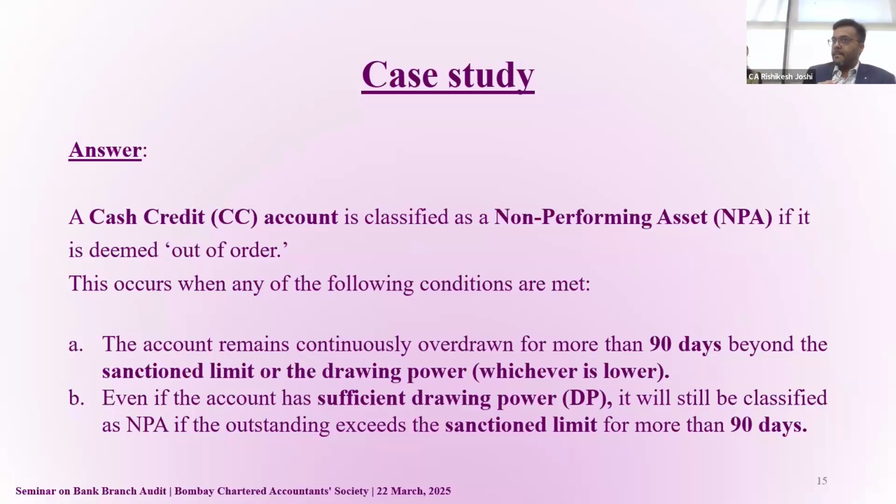Second condition will apply. Sufficient drawing power, it will be classified as NPA if the outstanding exceeds the sanction. Correct. So sanction limit or drawing power, whichever is lower. So that you'll have to assess. So it could also happen that the sanction limit was 1 crore, but the drawing power is 1.2 crores. In that case, you'll have to keep the sanction limit only as your base. And if the outstanding is 1.1 crore and the condition continues for 3 months, again it will be marked as NPA, right? Then apart from that, that's the condition that she's also mentioned in the example. The second one.